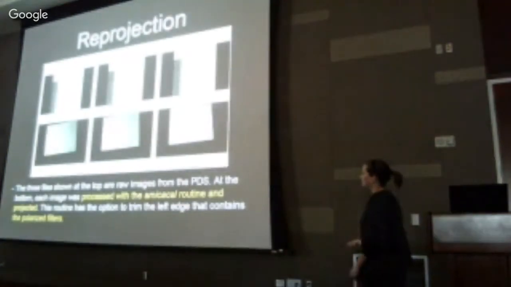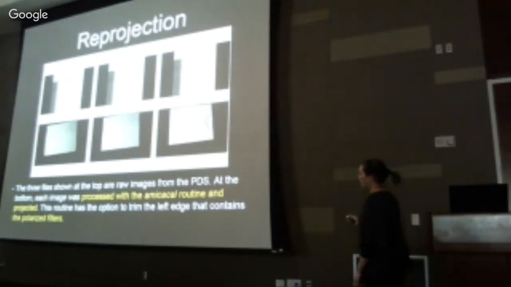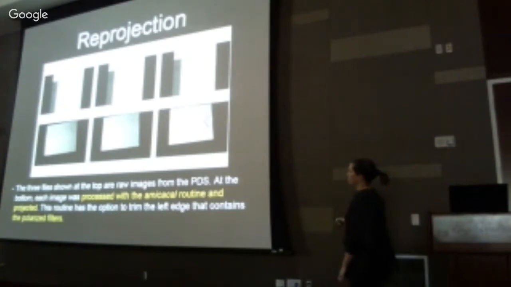Some examples. So this is AMICA calibration and projection. And here you have the raw images, the raw frames at the top, and at the bottom you have the processed ones. Then you can see we removed on the left side the 5 with the polarizing filters, so we don't want the data if we analyze I/F, at least for now. It works on the full image and on subframes.